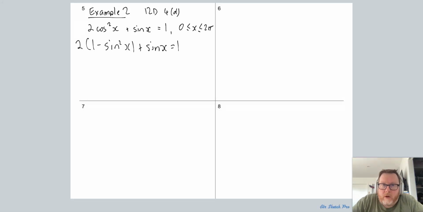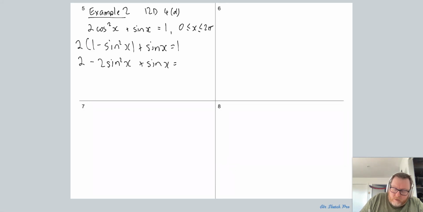And this is good news. We've now only got one trig function to deal with, but it's still found in multiple places when we really need it to be sine of something is equal to something else. So let's keep on going and see where we go. I'm going to expand the brackets. So I've got 2 minus 2 sine squared x plus sine x is equal to 1.